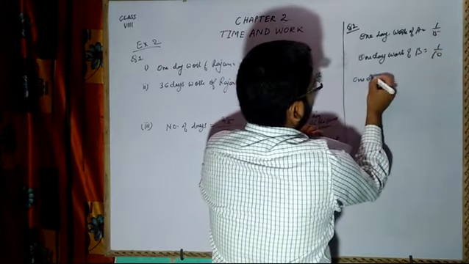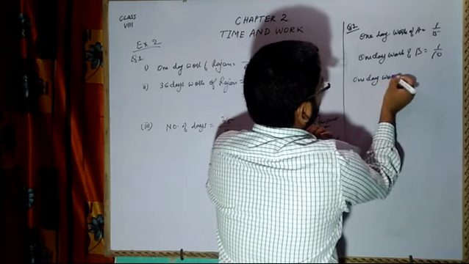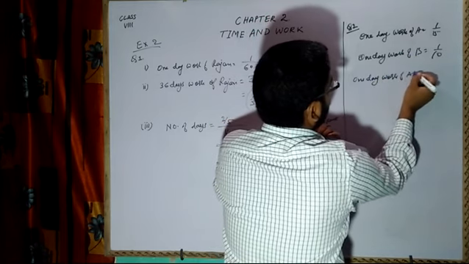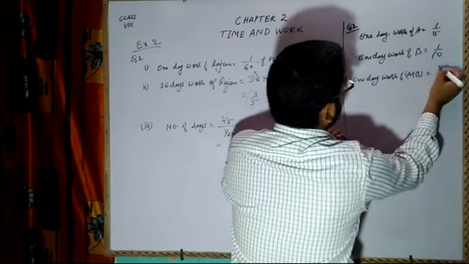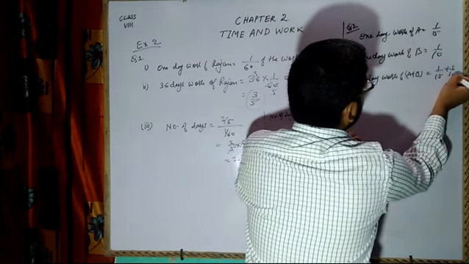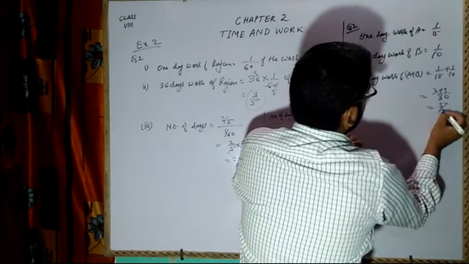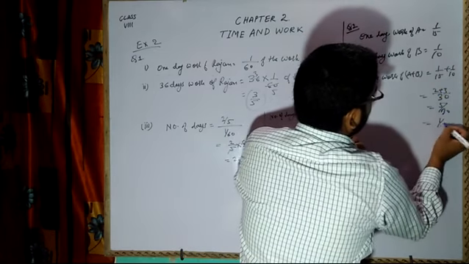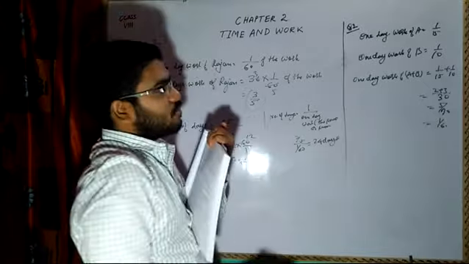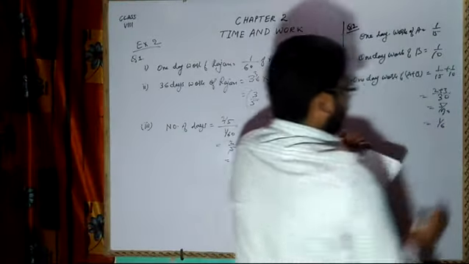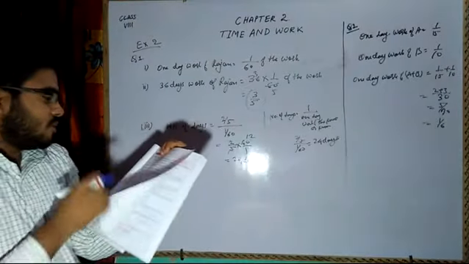Then we write 1 day work of A plus B is equal to 1 by 15 plus 1 by 10. LCM 30, 2 plus 3, 5 by 30. That means 1 by 6. 1 by 6 part of the work. In 1 day, how much work will be done? 1 by 6 of the work will be done.